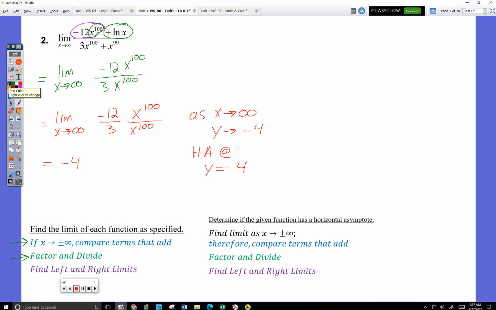In your packet, yellow packet, write this. The limit as x is approaching negative infinity of negative 12x to the 100 plus ln of x, all divided by 3x to the 100 plus x to the 99. Questions? Oh, please, Kate. Sorry.